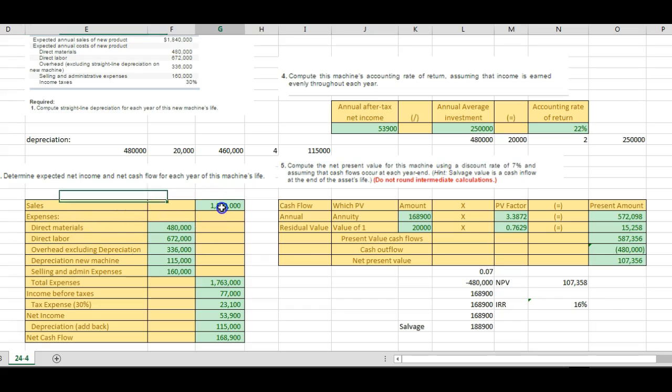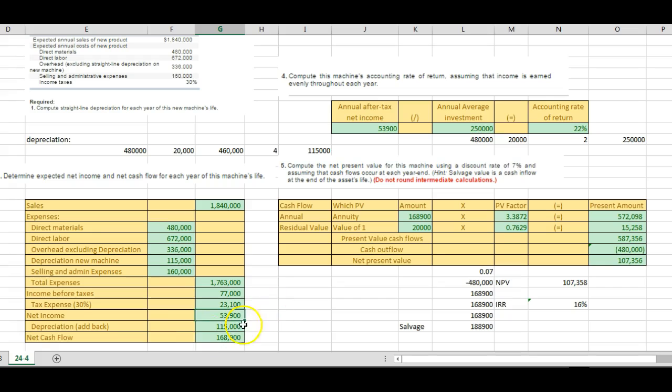So here's your sales. Here are all of the expenses they gave you from above. Here's the depreciation. It's $480,000 minus $20,000 gives us $460,000 to be depreciated over 4 years. So that's $115,000. So we have total expenses right here of $1,763,000. So we have an income before taxes of $77,000. Then we'll take that 30% and find out what the taxes are. And then we have after tax income of $53,900.